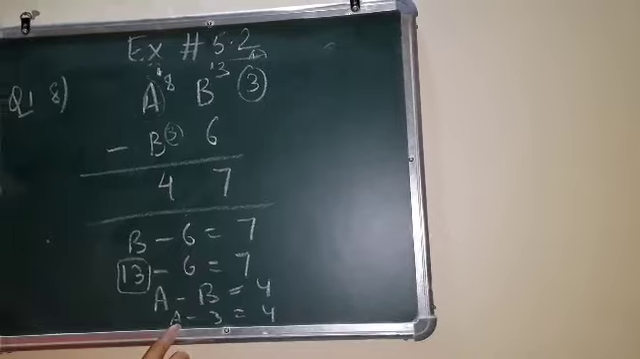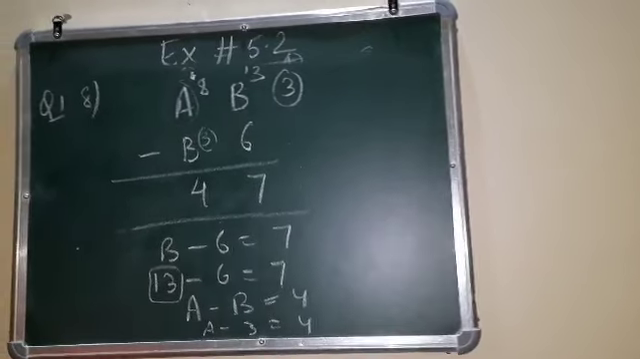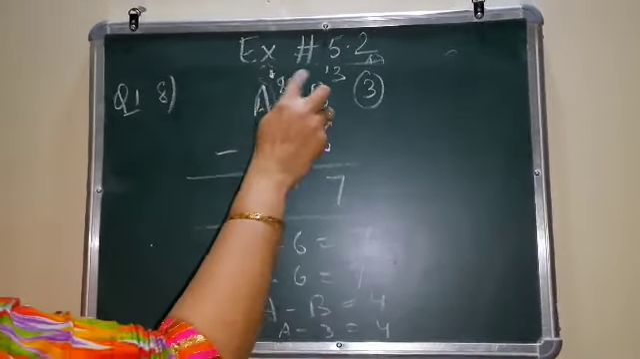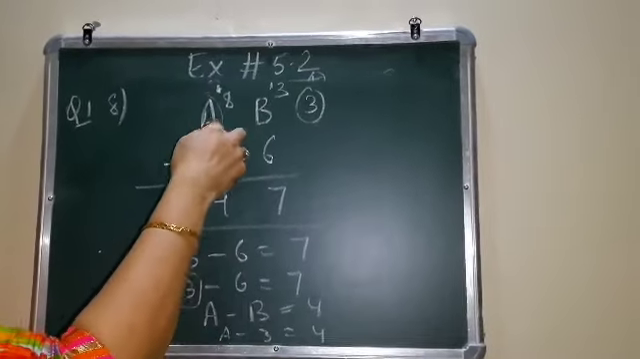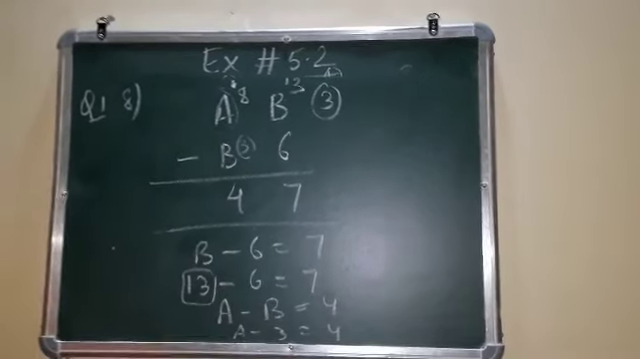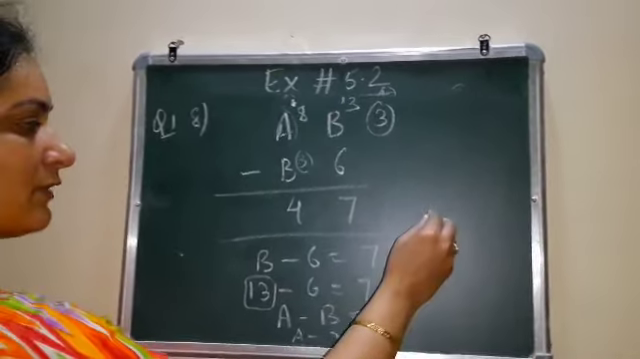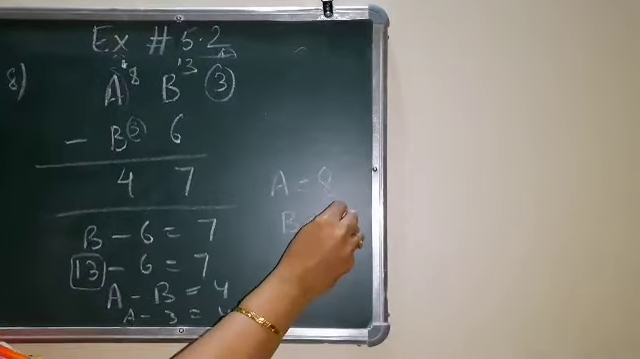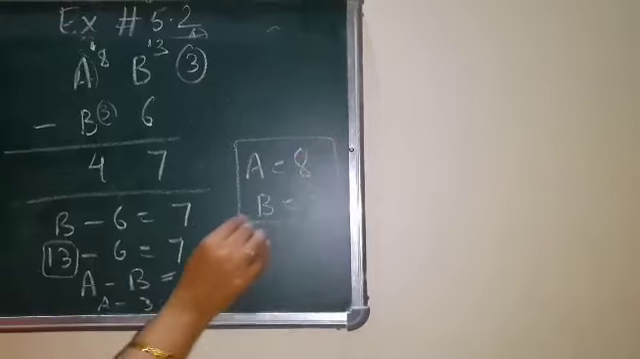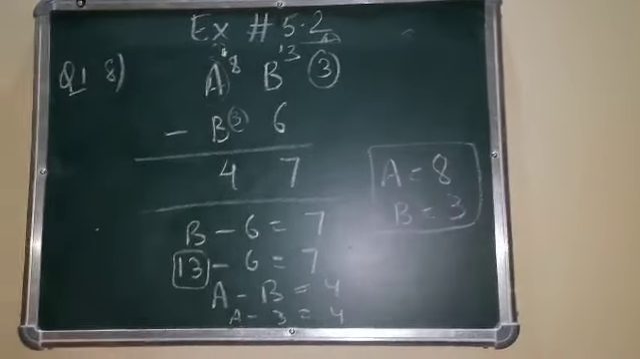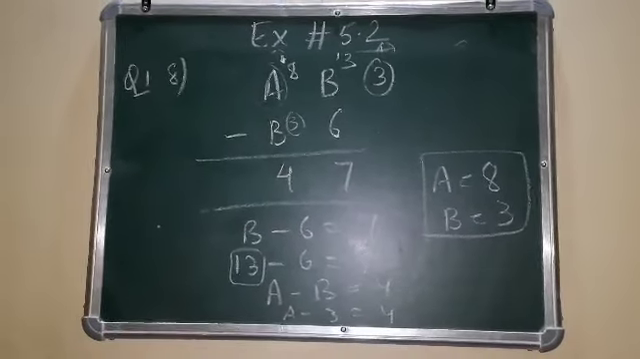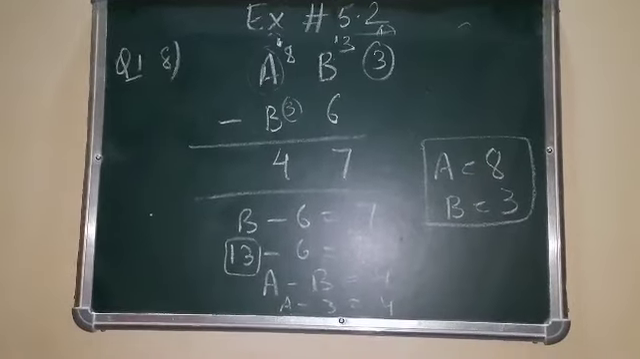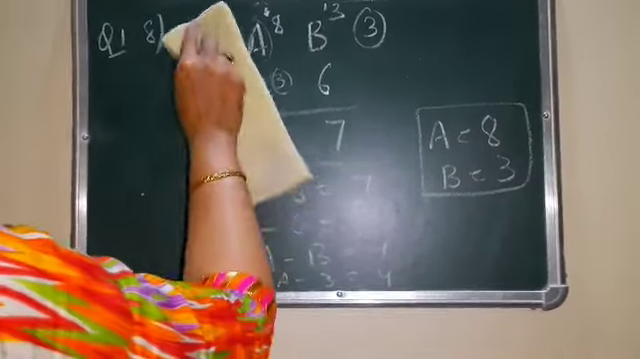So what will be A? We know it is 7. But as this A has given something to it, so when you write A, 1 will be added to it. So answer would be A is equal to 8 and B is equal to 3. So this will be my answer. Right? Then one question of multiplication also we'll do. Let's have it.